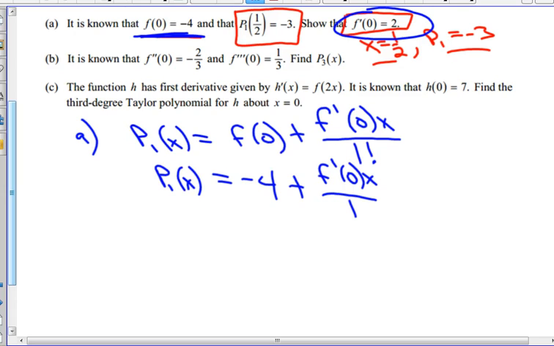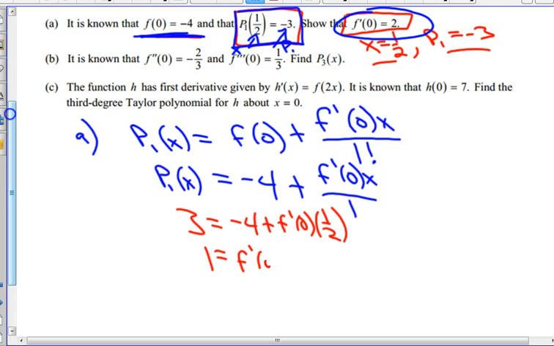Okay, now we use this piece of information. Again, it's backwards because we're so used to them telling us all the derivatives. But they didn't. P1 of a half. So when x is a half, my polynomial should be negative 3. So I'll sub in those values. P1 I should get out negative 3. And for x, I put in a half. Let's see if we can solve this. I'll add on 4 to both sides. So 1 equals f prime of 0 times a half.